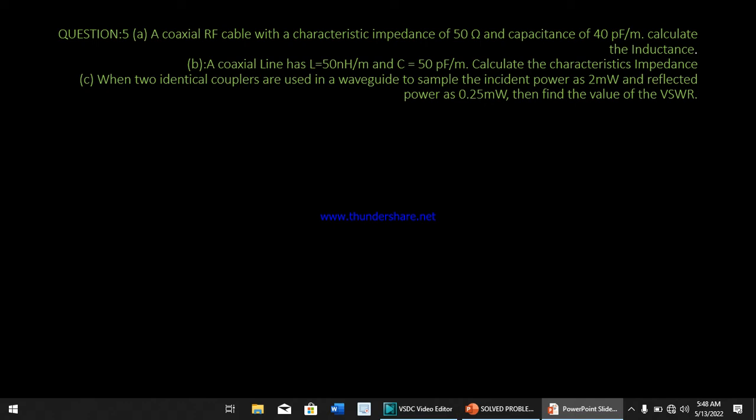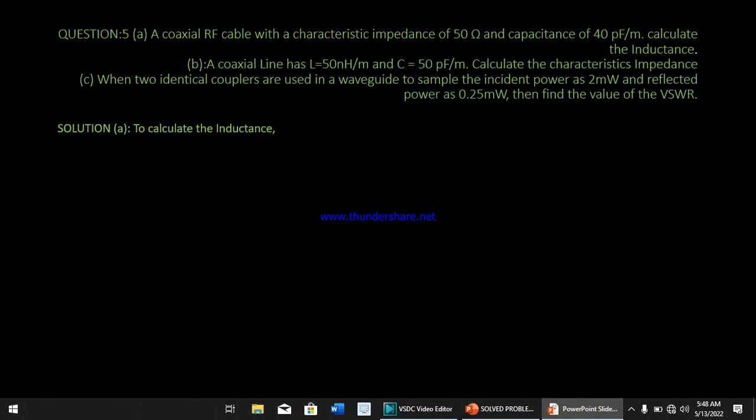The C part says when 2 identical couplers are used in a waveguide to sample the incident power as 2 milliwatts and reflected power as 0.25 milliwatts, then find the value of the VSWR, that is the voltage standing wave ratio.